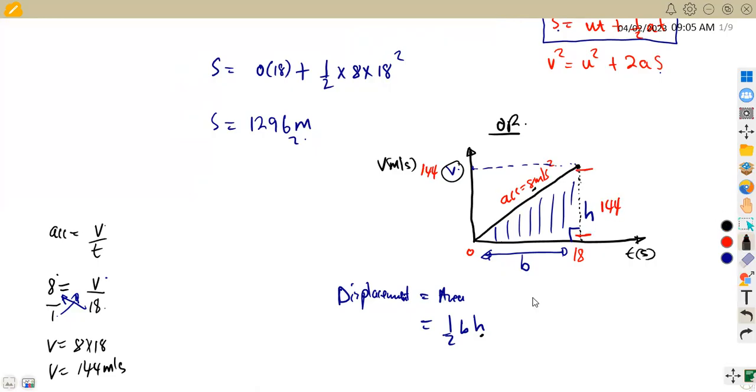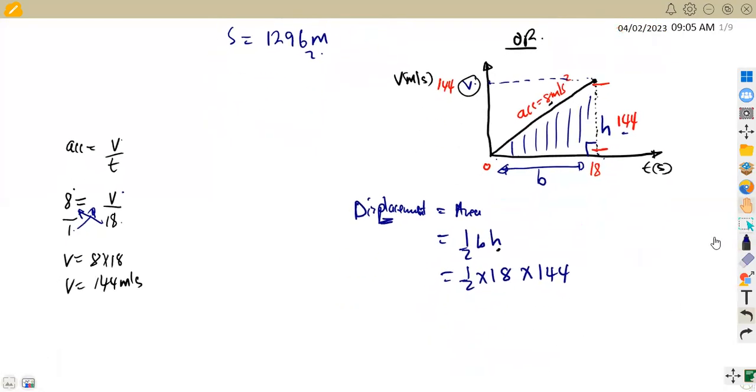In order for us to calculate the area, which is the displacement, we are going to use half times the base from 0 to 18, which is 18, times the perpendicular height, which corresponds to the final velocity of 144. That is going to give us the same answer as that one, which is 1,296 meters. Take note, this is displacement. Yes, you are using the formula for area, but you are calculating displacement, so your answer is supposed to be in meters.